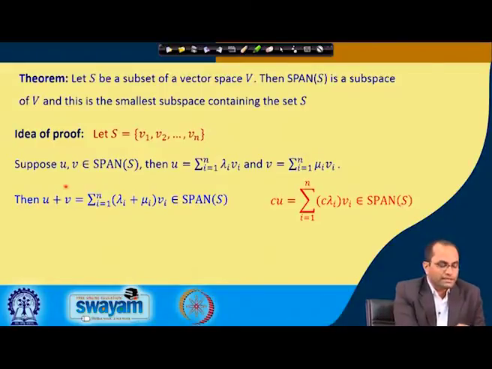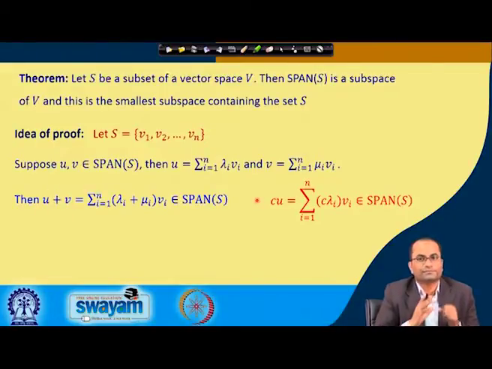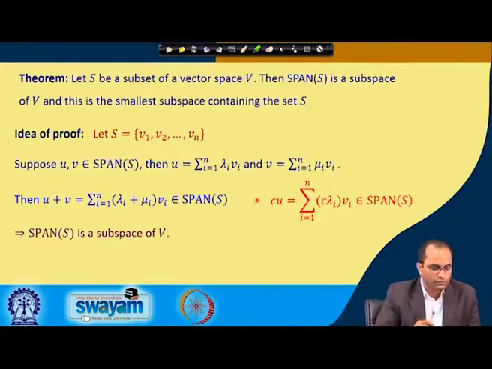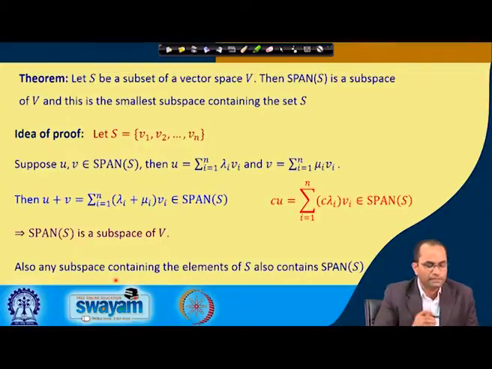So, what we have seen here, the closure properties are satisfied, that means this span S is a vector subspace. And what else we need to show is that any subspace containing the elements of S will also contain span S, and the reason is clear because span S contains all the linear combinations.